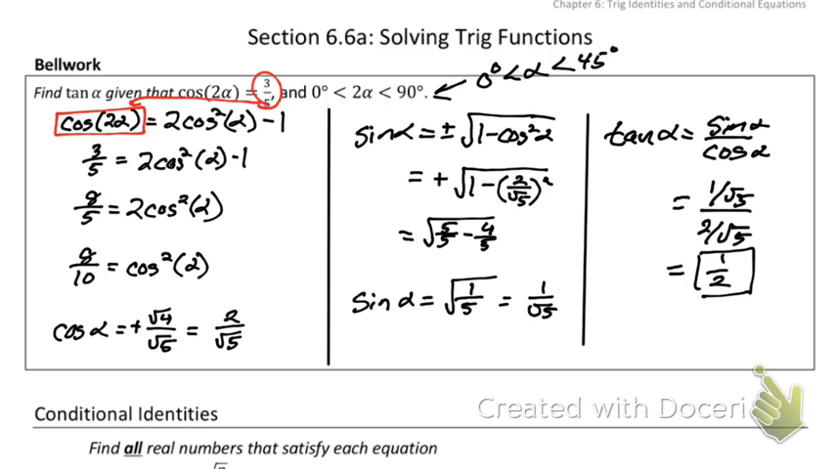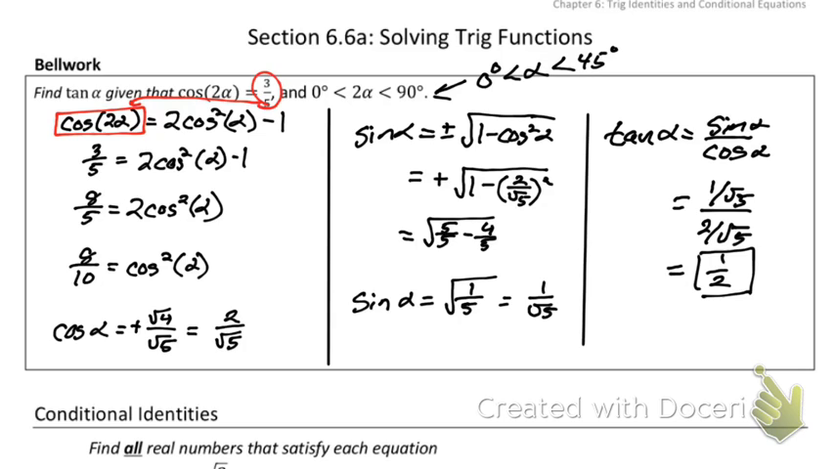All right, questions from the homework. What did we do? 6.6. Number 11 says cotangent of theta equals 4 over 3, and theta is in quadrant 3. We're supposed to find sine of 2 alpha.